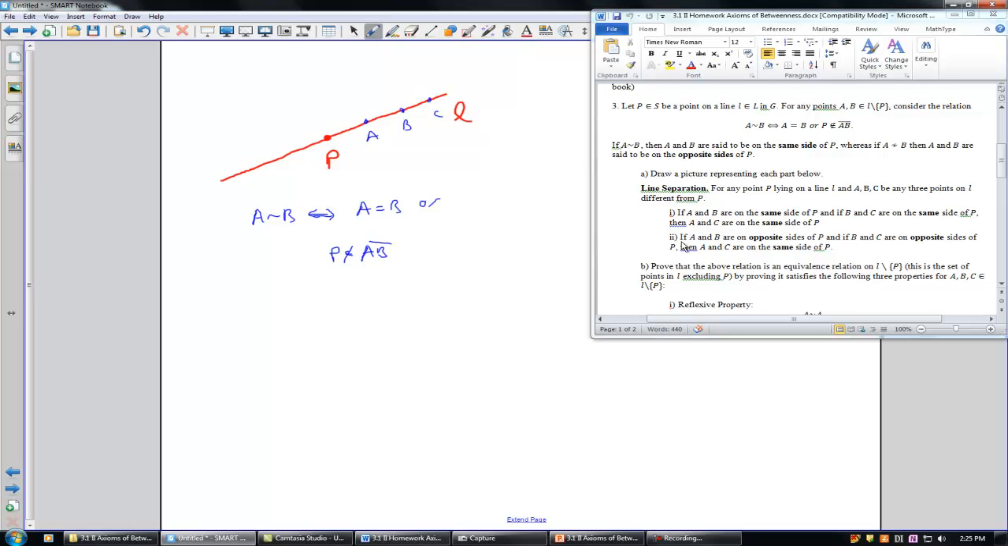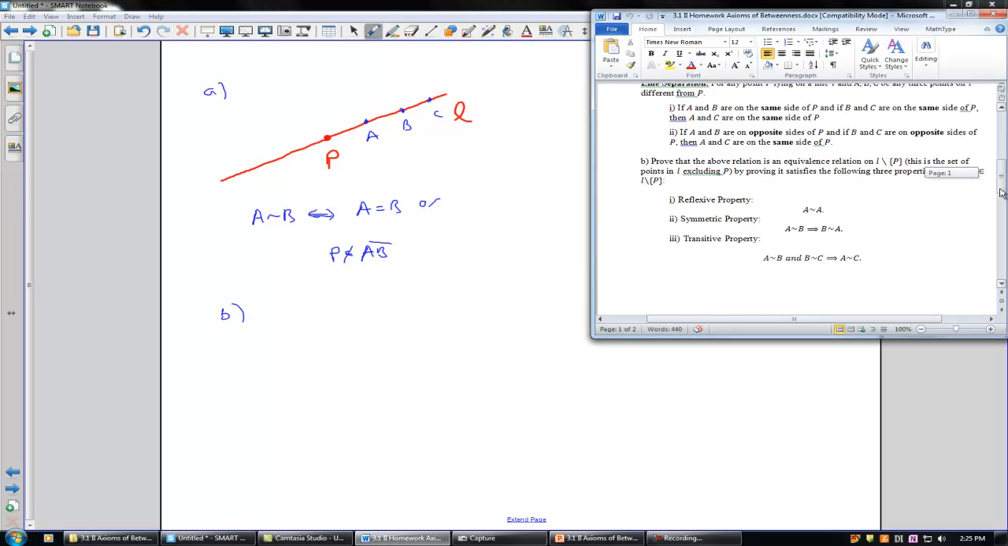And then you can do part 2, which says if A and B are on opposite sides and B and C are on opposite sides, then draw the picture that shows that A and C should be on the same side of B. All right, so that's not too bad. So I think part A, you guys can probably hack out and do on your own. And part B really isn't that bad either.